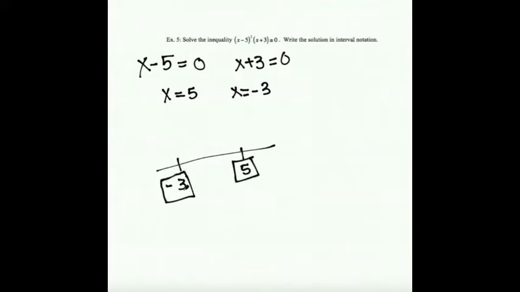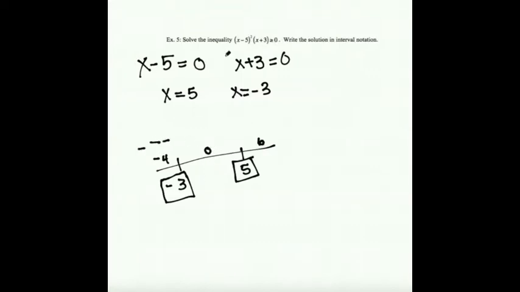Okay, and then I'm going to pick test points in each section. So a number less than -3 would be -4. Between -3 and 5, I'm going to pick 0, and greater than 5, I'm going to pick 6. Okay, and then I'm going to test values. So let's put -4 in. When you put -4 minus 5, you get -9, but a negative squared is positive. Then -4 plus 3 is a negative. So a positive times a negative is negative. So that section is negative.